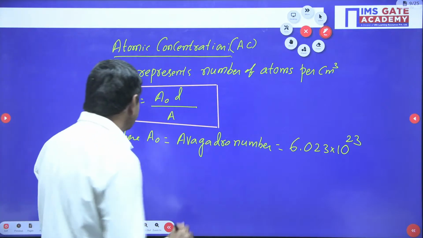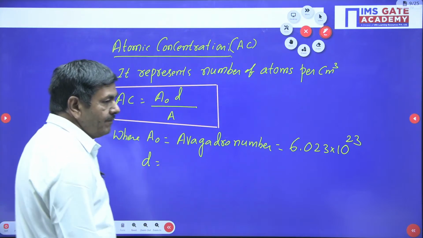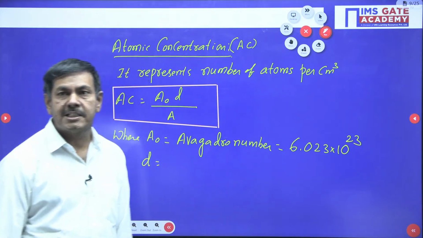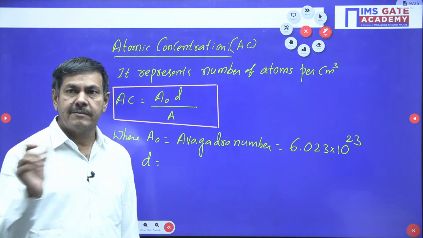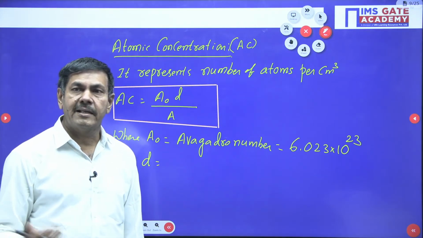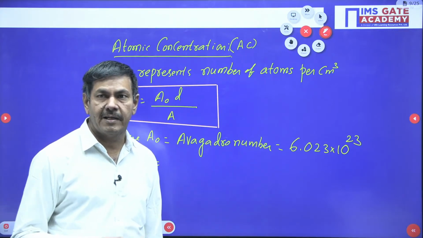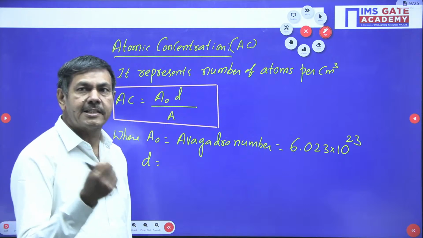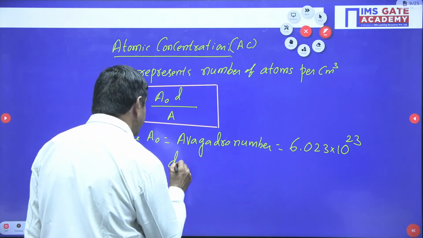The next one is D. D is nothing but the density of the material. When the material changes, the density will change. Germanium can have some density value, and silicon can have a different density. If tungsten is taken, it has some other density value. One table I will also give in the next class. Anyhow, D is the density of the material.